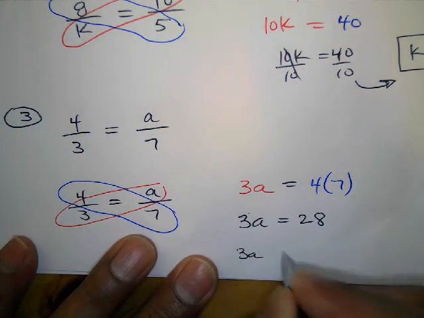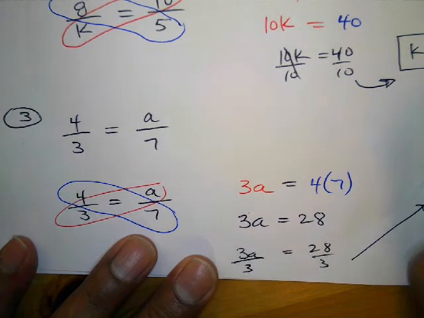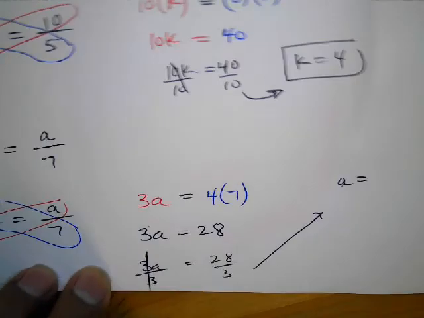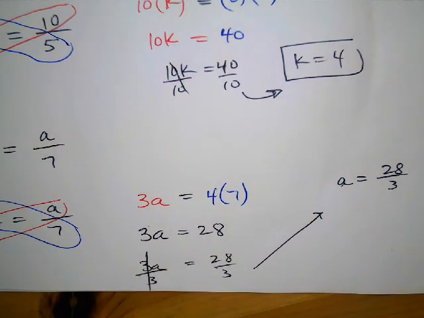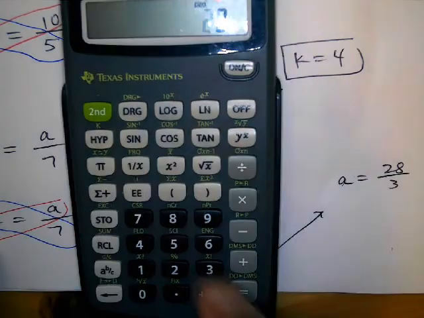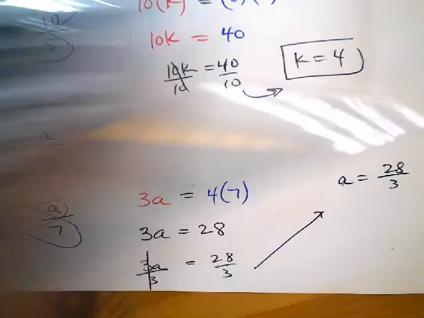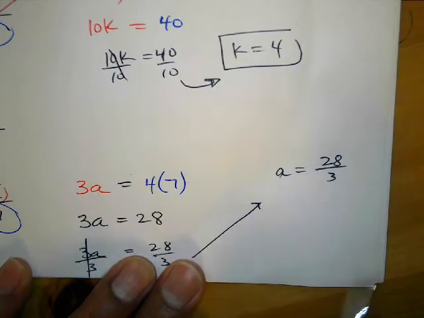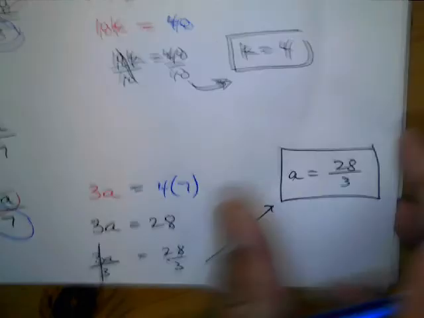And see here, I divide by 3, I divide by 3. I'm going to get a is equal to 28 over 3. 28 does not divide by 3 evenly. How do you know? Well, you'll get some decimals, right? 28 divided by 3. We don't want all these decimals. So just make sure when you get a fraction, check if you can reduce it. I can't reduce it. Well, then that's the answer.